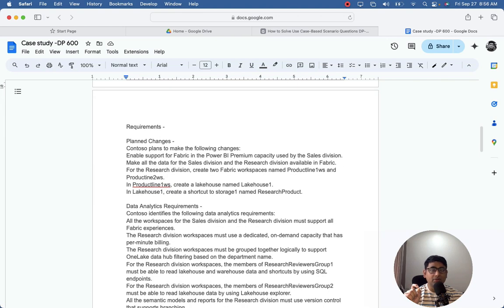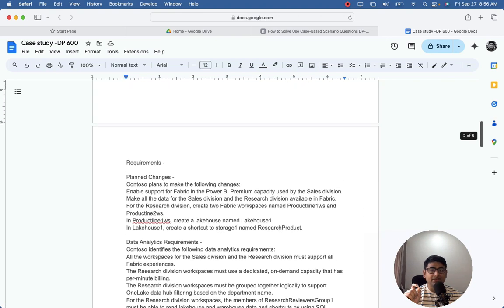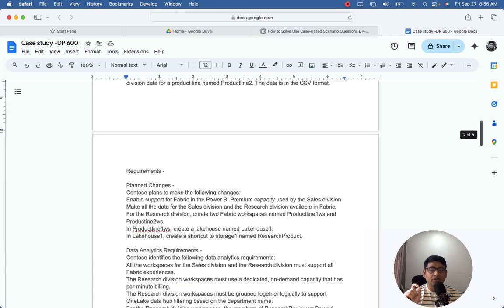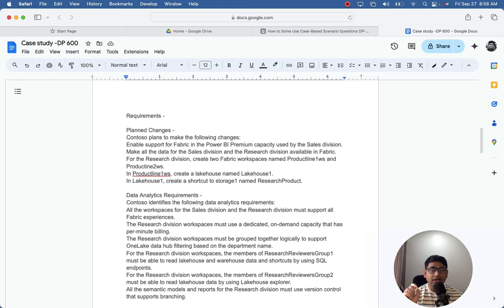Now they are talking about the requirement. What we have seen till now is the data environment. Now they are talking about the requirement. Now they are slowly disclosing what kind of questions may come. So what is the requirement from the client? They are saying the company plans to make the following changes: enable support for Fabric in Power BI Premium capacity for the sales division. Make all the data of the sales division and research division available in Fabric. So they want to bring that data into Fabric for research and sales.